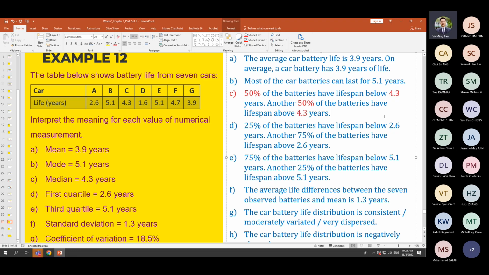How about Q1, the first quartile? Let's say we get 2.6 years. What is the meaning? To elaborate the first quartile, we always start with 25%. 25% of the observed batteries have a lifespan below 2.6 years. 2.6 is from this number. And what happened to the remaining batteries? The remaining 75% have a lifespan above 2.6 years.